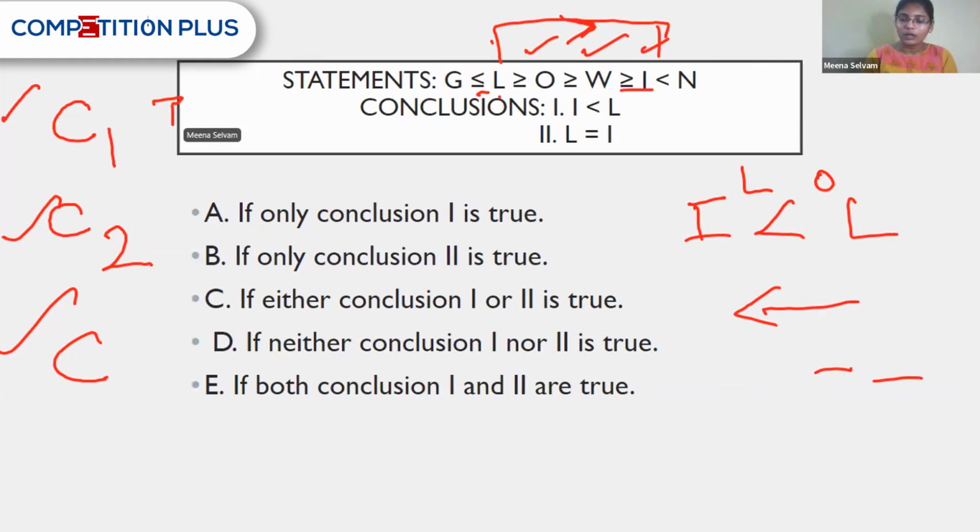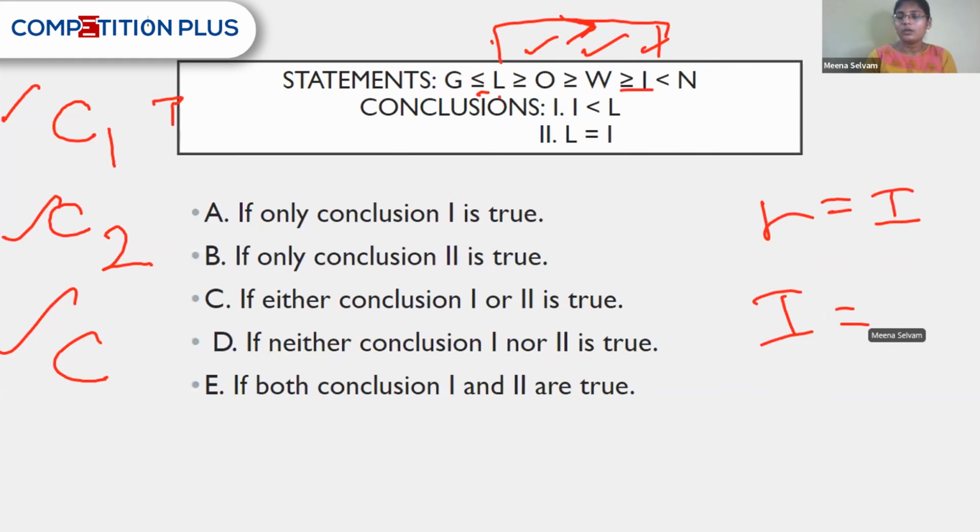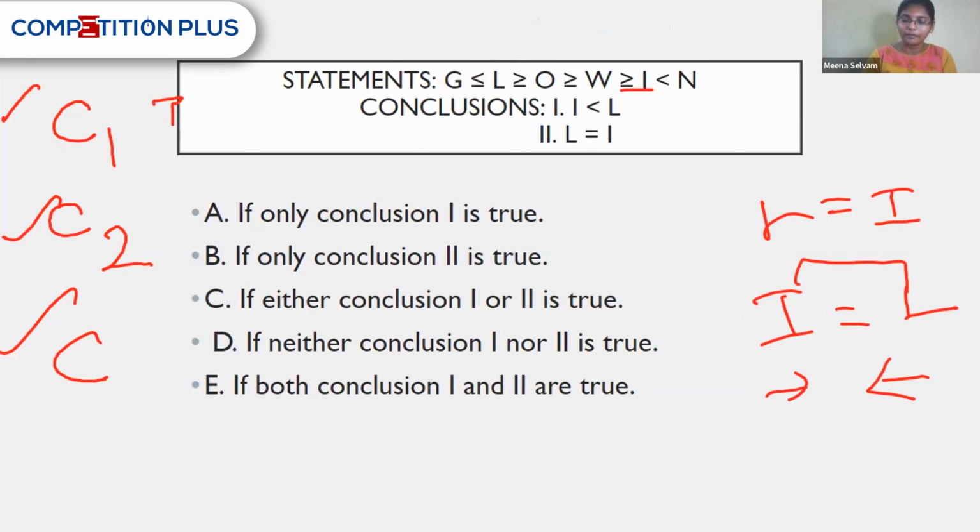Check for conclusion 2. What is the conclusion 2 we have? L is equal to I, which means I is equal to L. So both the sides are open. We need to check whether both the sides are open in case of L to I, and I to L also, both ways you have to check. You have the greater than or equal to, that side is open. So the flow is possible when you start from L. O to W also the flow is possible. W to I also the flow is possible.